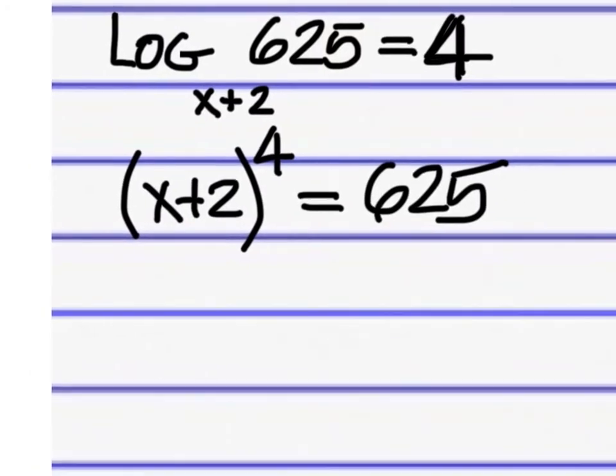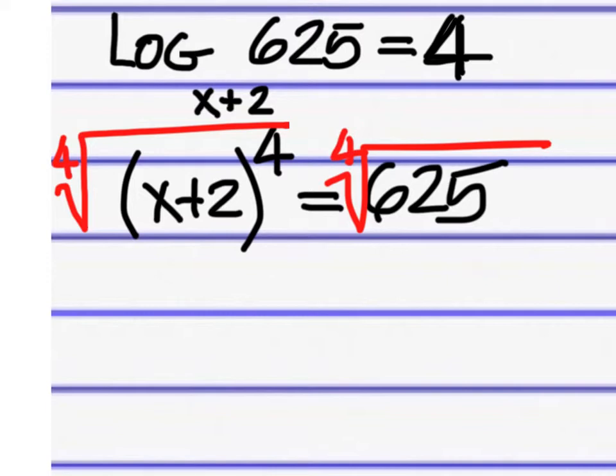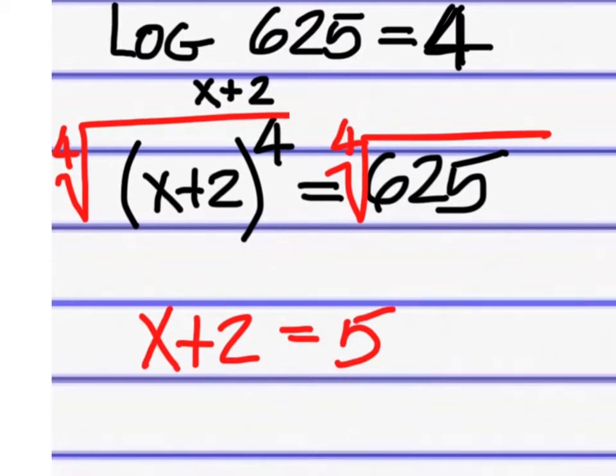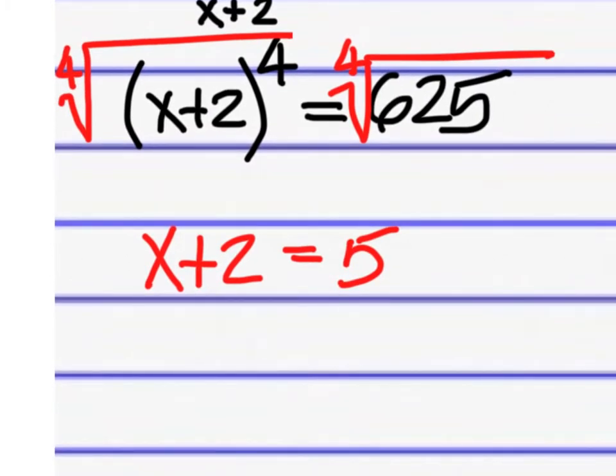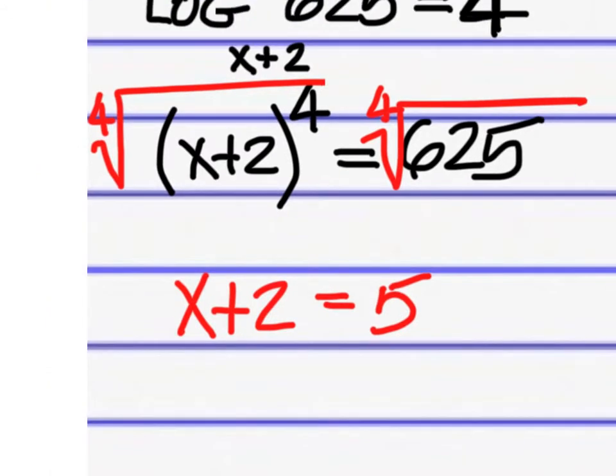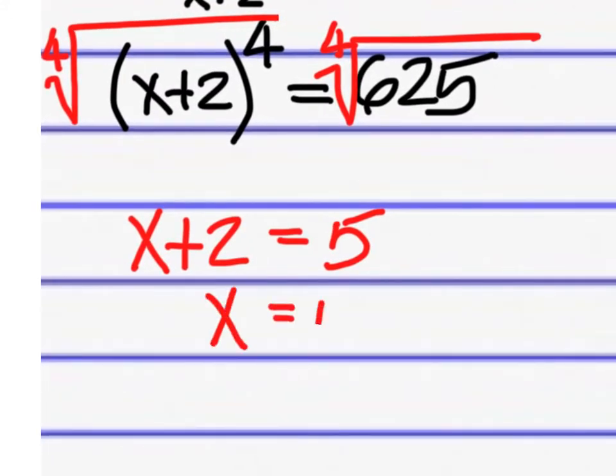Because what you need to do to undo all this and just be left with x plus 2 is the 4th root of that side and the 4th root of this side. If you do the 4th root of the quantity to the 4th power of x plus 2, you're just left with x plus 2. And on the right side, the 4th root of 625 is 5. And I'll show you on the screen over there how to come up with that. But this is a simple equation to solve from here. 5 minus 2 is 3.